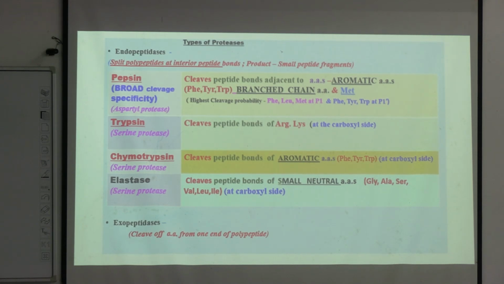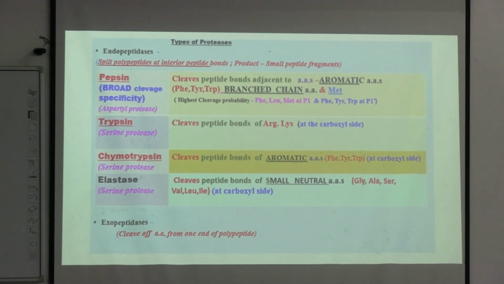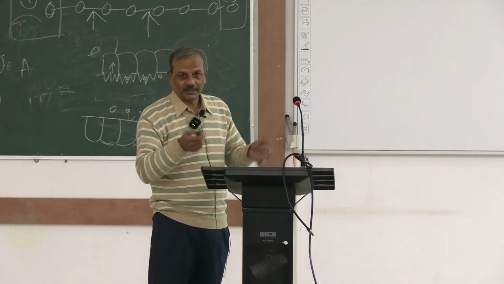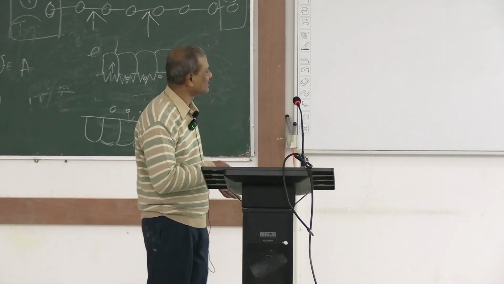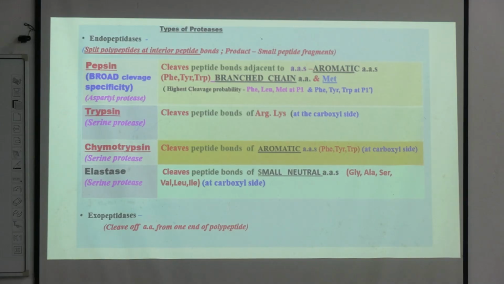Now, there are books which I have seen. Harper 32nd edition is saying something, and your traditional D.M. Vasudevan's book is saying something, but somehow pepsin has a broad range of specificity. It cleaves the peptide bond of aromatic amino acids and branched chain amino acids. It is not written very clearly in Harper's book, but I searched in detail. There is a highest cleavage probability site.